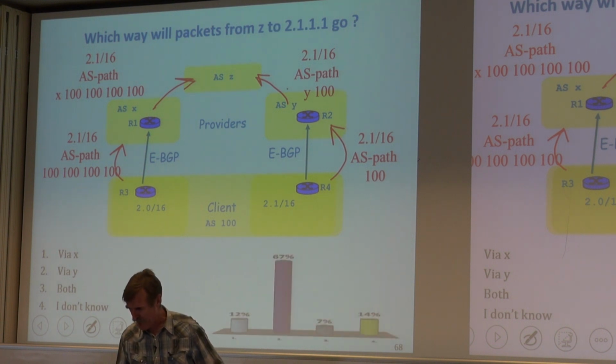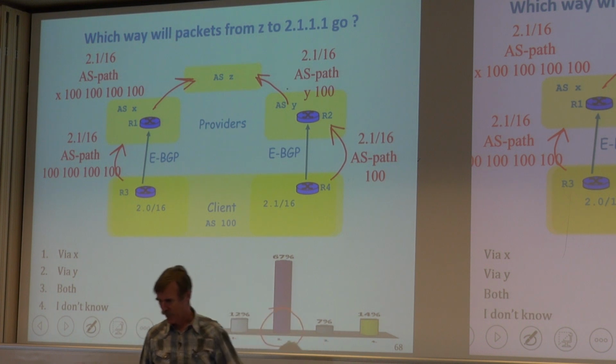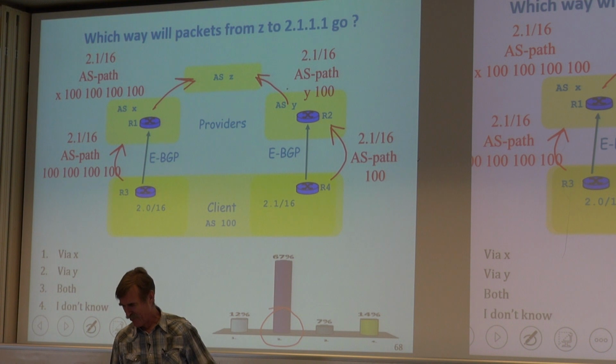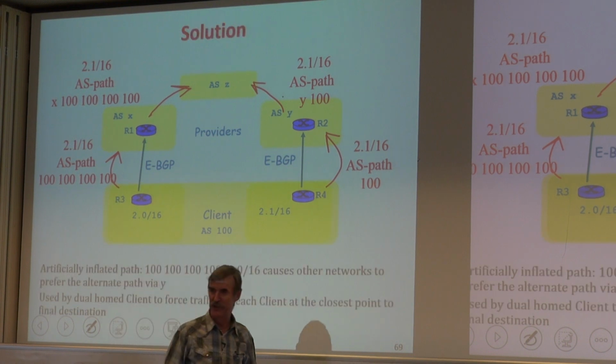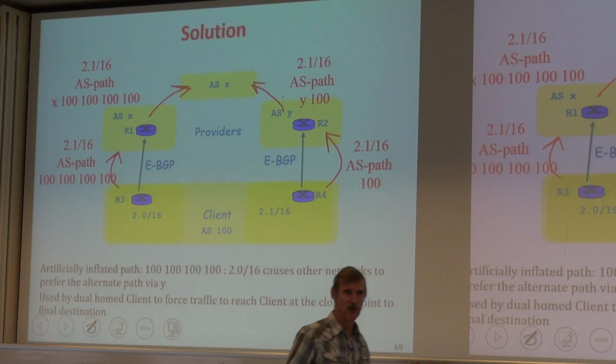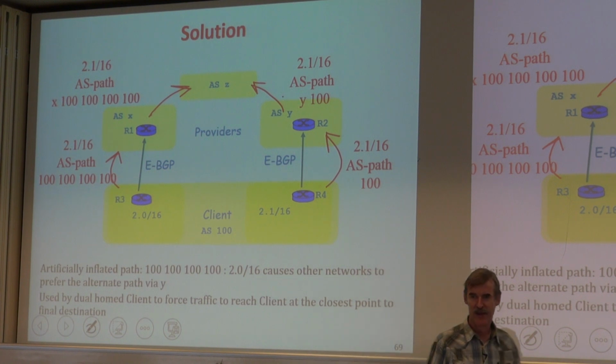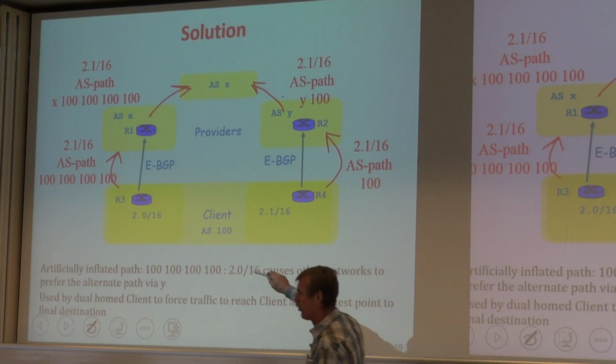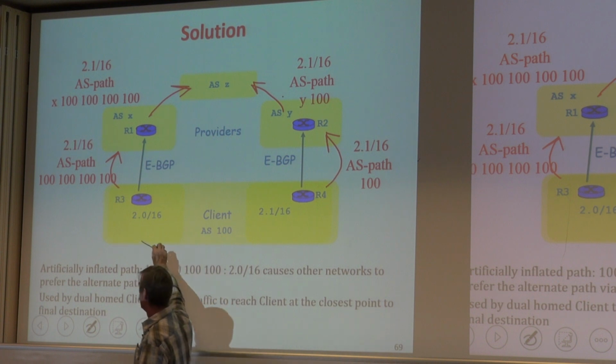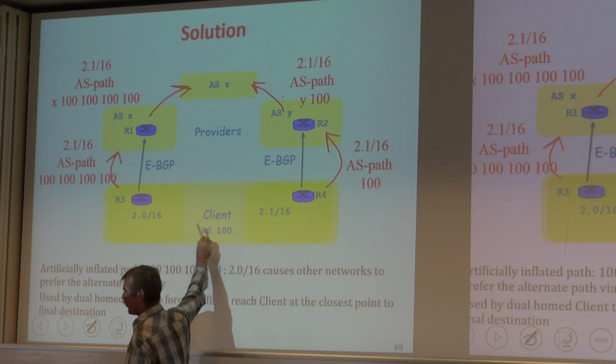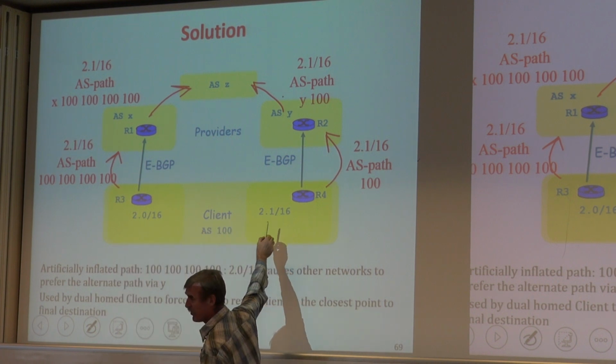And the correct answer is via Y. Congratulations. Well, it's just a direct application of the decision process. The decision process will choose the shortest AS path. Since this AS path is very long, there's a high chance that it's not preferred. So we will always prefer that path here.